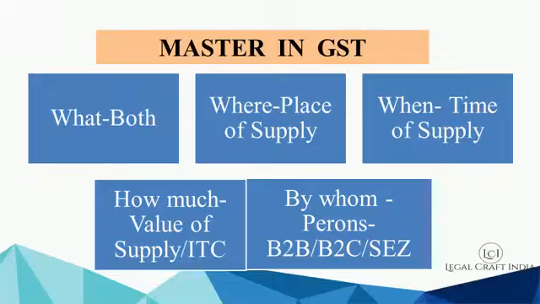What is GST levied on? GST is levied on both goods and services. GST is based on where supply takes place, that is place of supply. GST is paid based on when supply takes place, that is time of supply. How much GST is levied is on the basis of tax rate, that is value of supply or ITC. GST is paid through persons, that is B2B, business to business, B2C, business to consumer and SEZ.